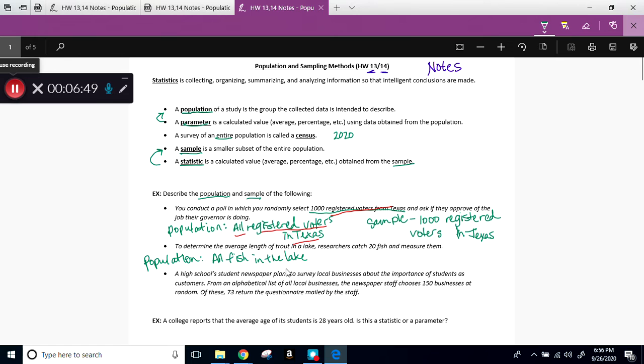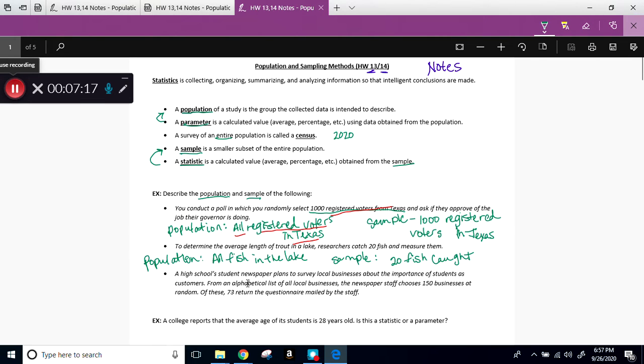Now, are they going to take all the fish out? They could take all of them out, and they would know the exact measurements, whatever's going on with them. But they don't want to do that. So they just want to take a sample. So they're going to take a sample of them out. The sample is the 20 fish that were caught, and they're going to measure those.